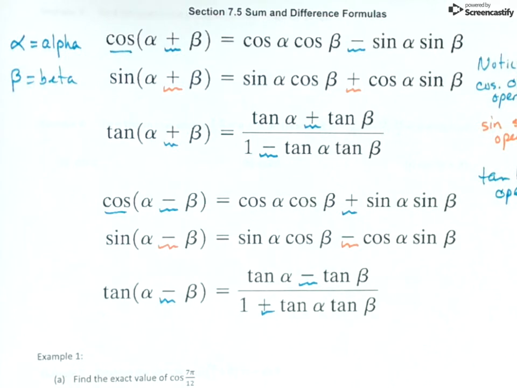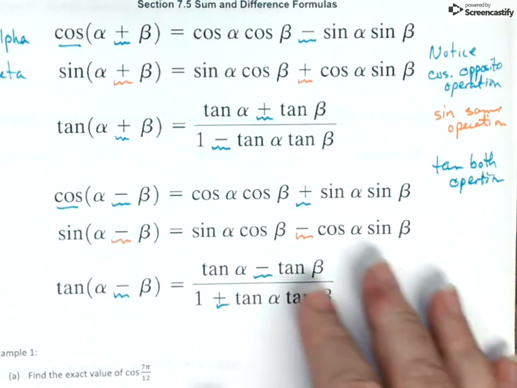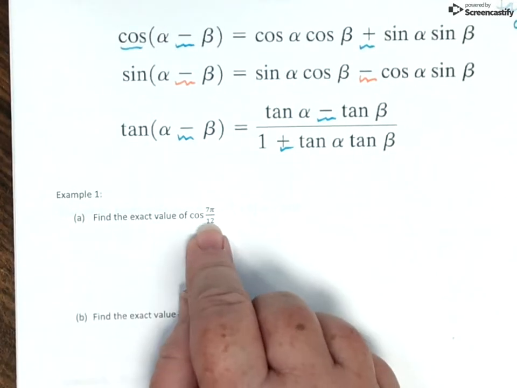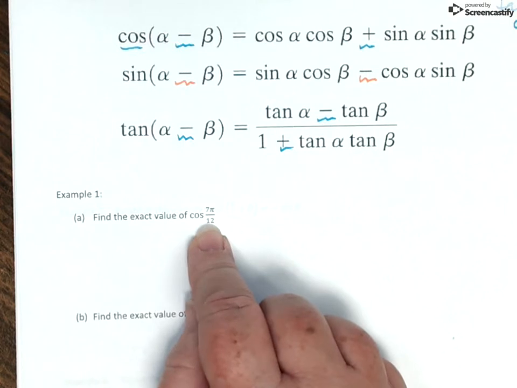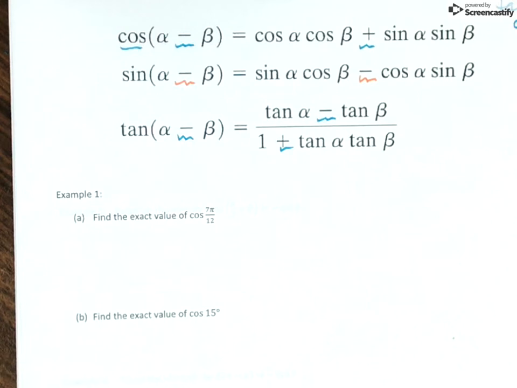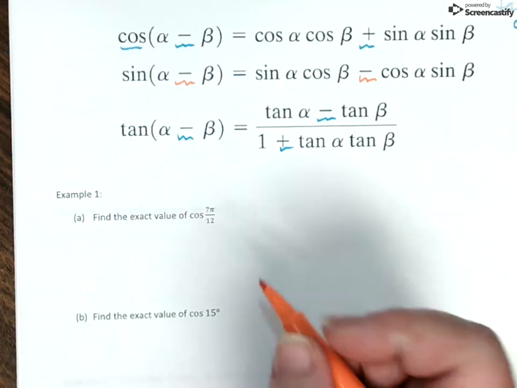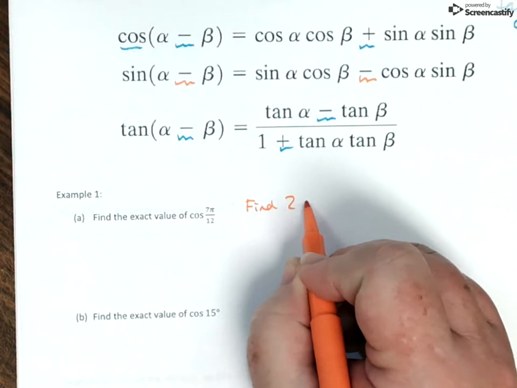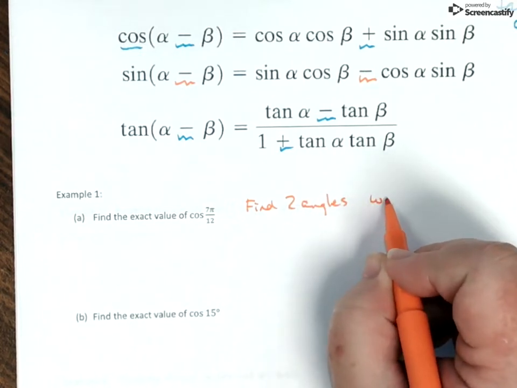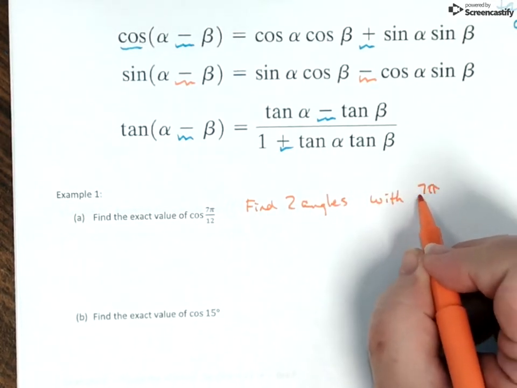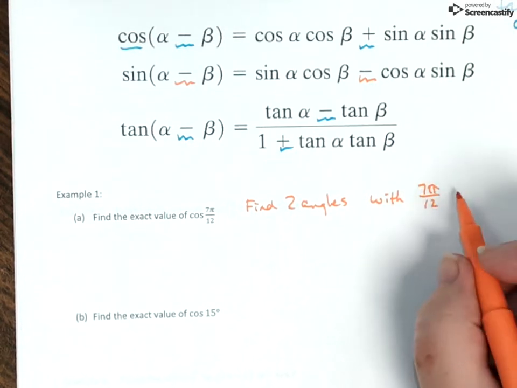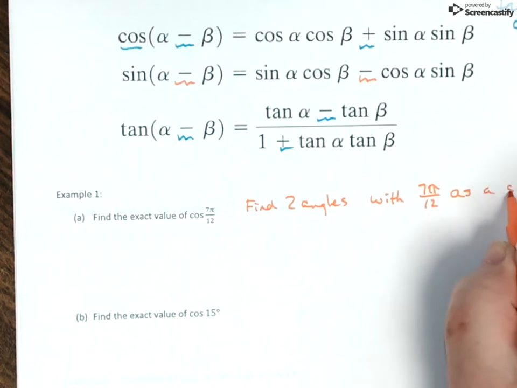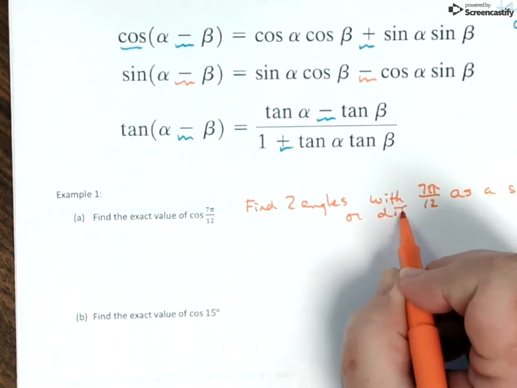So the next thing we're going to do is actually look at how this can be applied. What can we do with this so that we can apply these formulas? Well, let's get to a problem, no calculator today, where we have the cosine of 7 pi over 12. Now, 7 pi over 12 is not on our unit circle. And so I need to find two angles with 7 pi over 12 as a sum or difference.